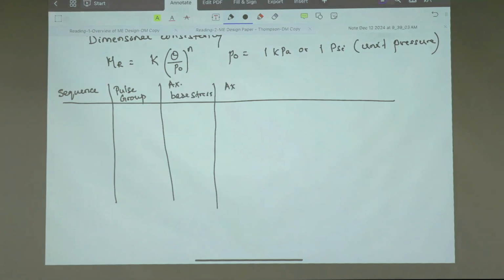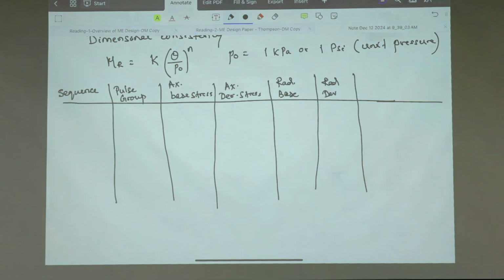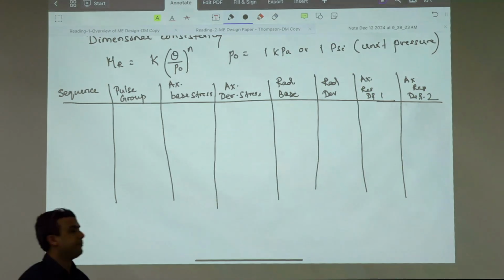Then we have axial deviator stress. Then I think we have radial base. Then we have radial deviator. Then I think axial resilient deformation one, axial resilient deformation two, and several others, which honestly we don't use in this exercise at all.